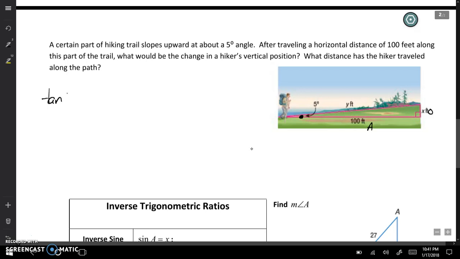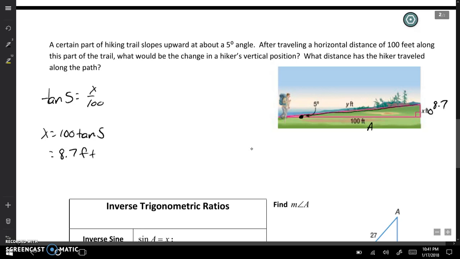So the tangent of 5 is equal to x over 100, which means x is 100 tangent 5. And so you put that in your calculator, you get 8.7 feet. Okay, but if it's 8.7 feet, you have two options. We also want to find this distance y, how far they've actually walked.